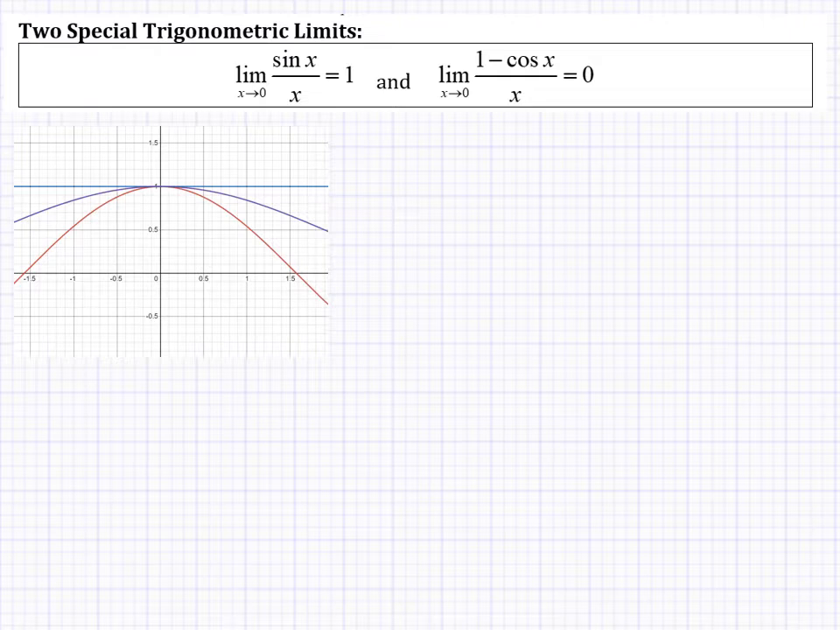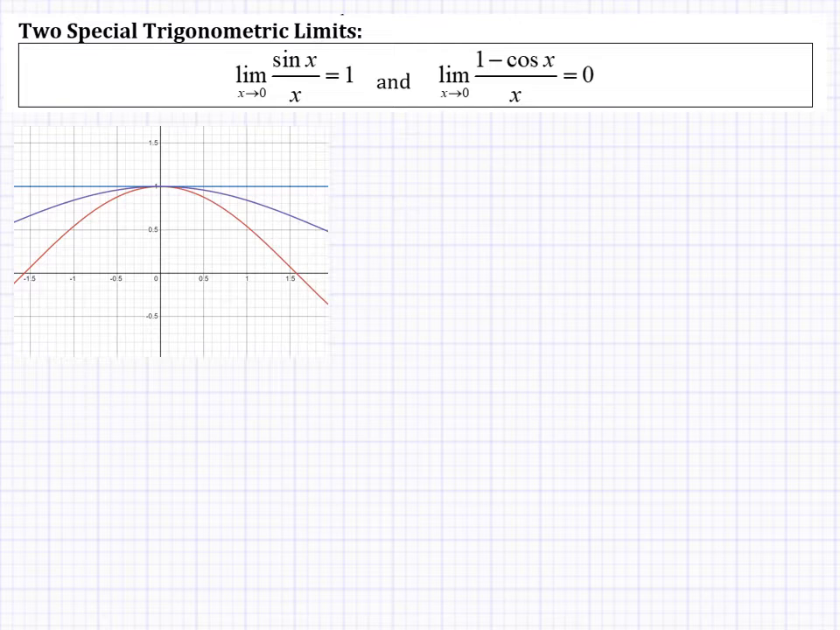And these two trig limits can be proved using the squeeze theorem. We can prove them other ways, using something you'll learn later on in calculus called L'Hopital's rule. That's probably an easier way to prove these two limits, but we don't have that right now. So the squeeze theorem is the way we're going to do it.